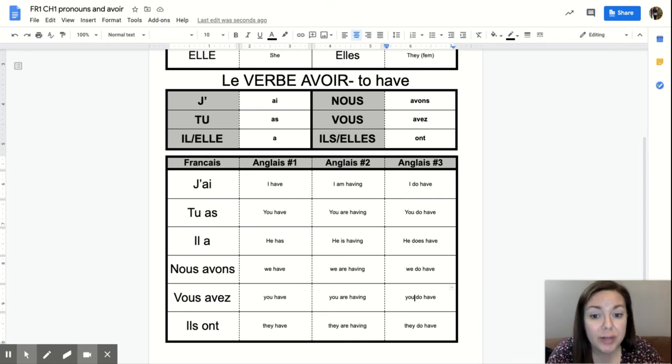Okay, so all 3 of those are possible translations in English for this one phrase. So again, make note cards if you need to. Just write it over and over again a million times. You've got to get this verb down.